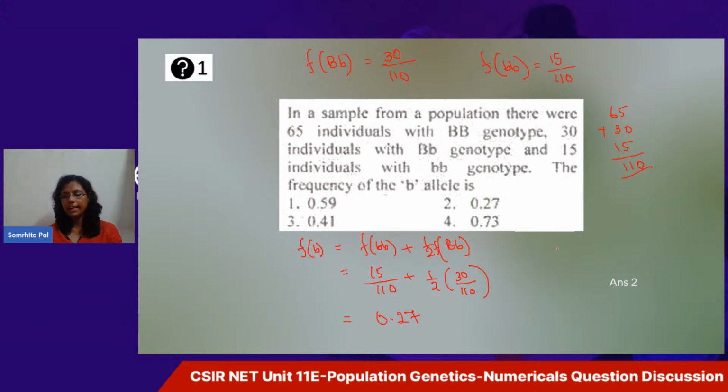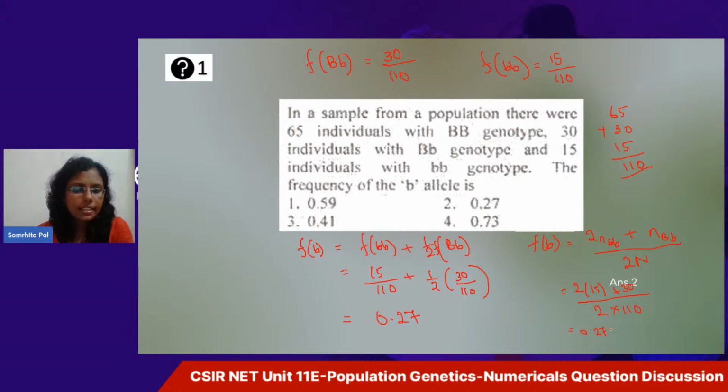I'll just do it for you. In that case, frequency of small b will be calculated as 2 into the number of homozygous recessive plus number of the heterozygous, divided by 2 into the total. Okay, in that case, it will be 2 into 15 plus 30 divided by 2 into 110. Then also you will come up to the value of 0.27. Okay. So whichever you find easy to calculate, you can use that formula.